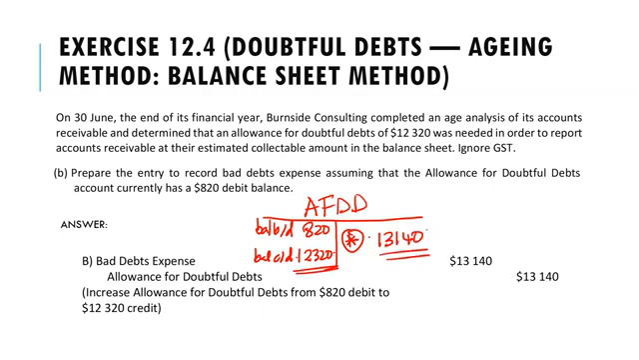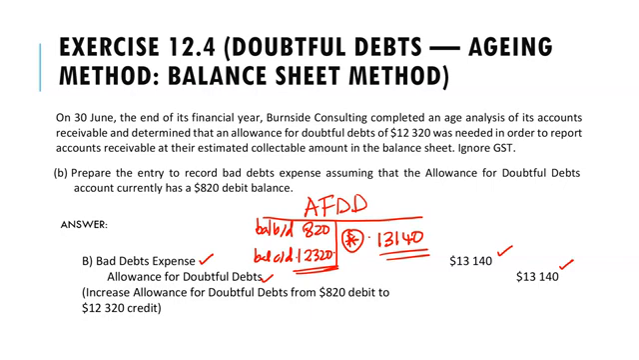This is your bad debt. So how to account for this? Debit bad debt expense by 13140 and credit allowance for doubtful debt 13140. So that is the increase in allowance for doubtful debt.